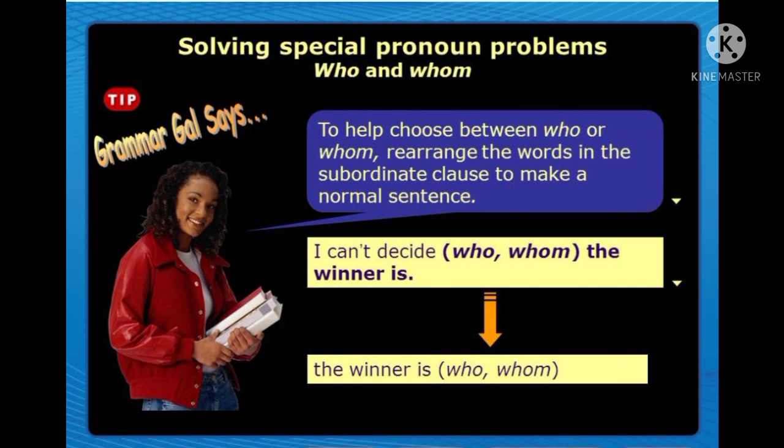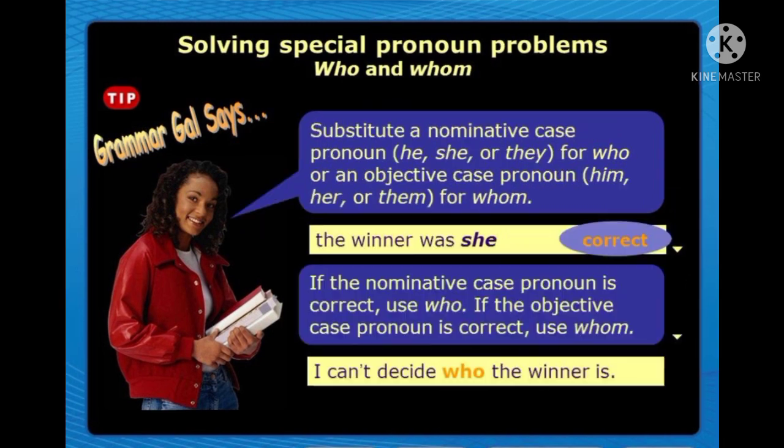To help choose between who or whom, rearrange the words in the subordinate clause to make a normal sentence. Example: I can't decide whom the winner is. The winner is whom. Substitute a nominative case pronoun, he, she, or they, for who, or an objective case pronoun, him, her, or them, for whom. The winner was she. So if the nominative case pronoun is correct, use who. If the objective case pronoun is correct, use whom. I can't decide who the winner is.